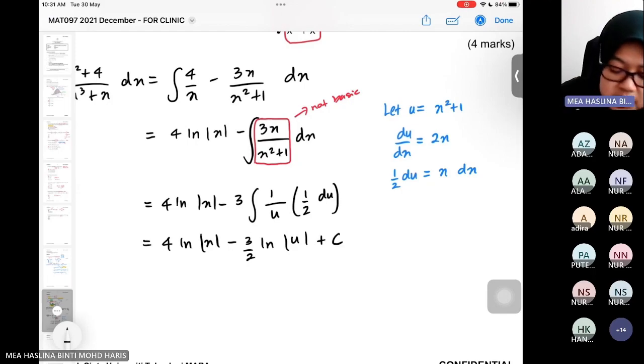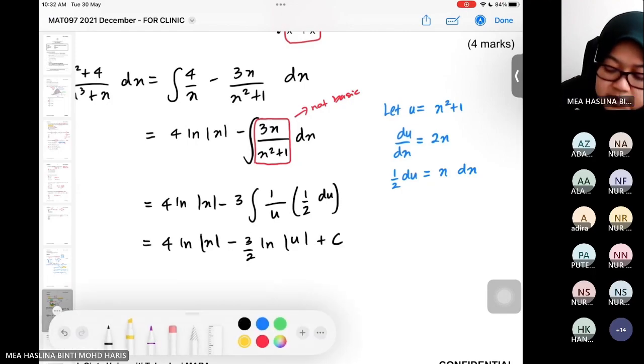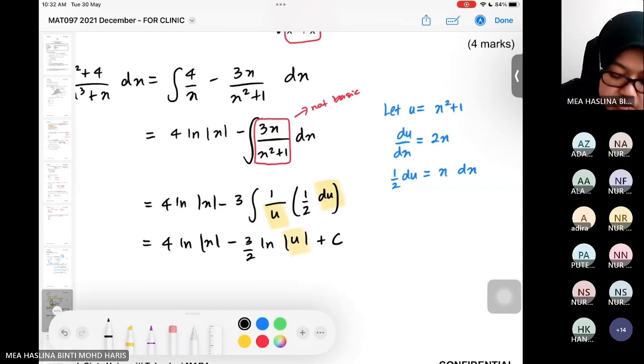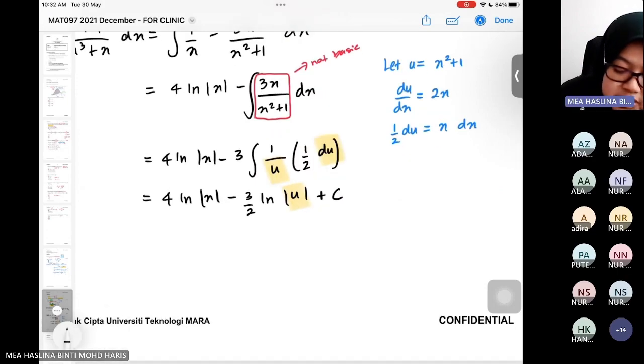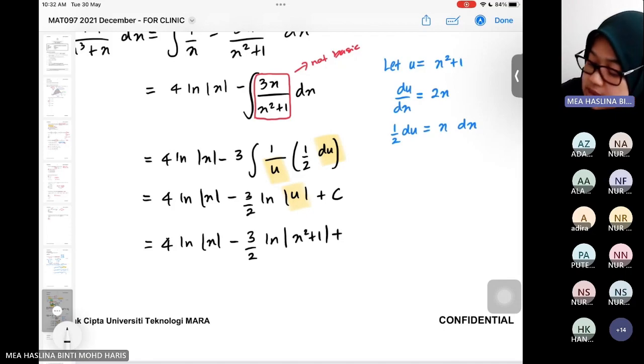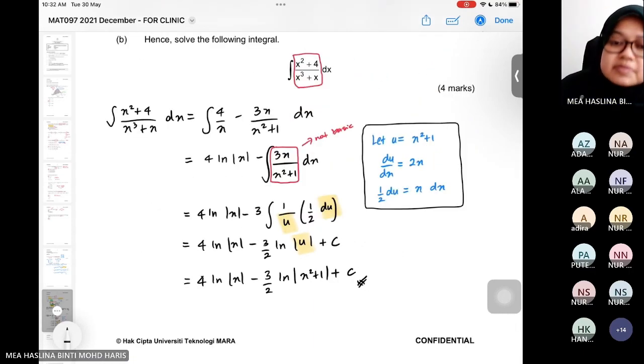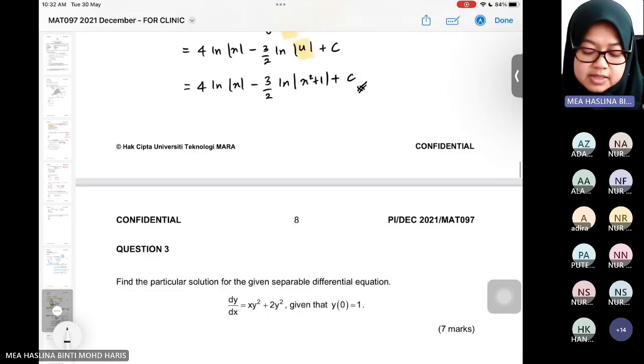Make sure when your variable is in terms of u, you integrate with respect to u first. Do not jump to integrating it in terms of x. Finally, only then do you substitute the u back in terms of x. So u is x squared plus 1. Is it okay so far? Alright, good.